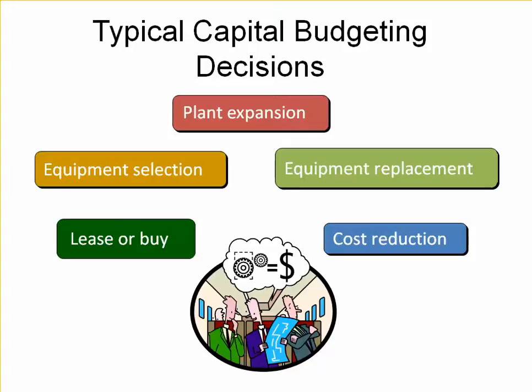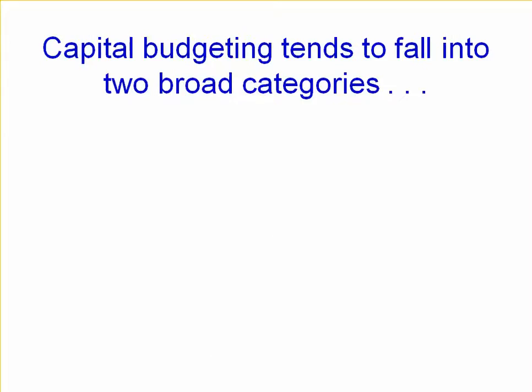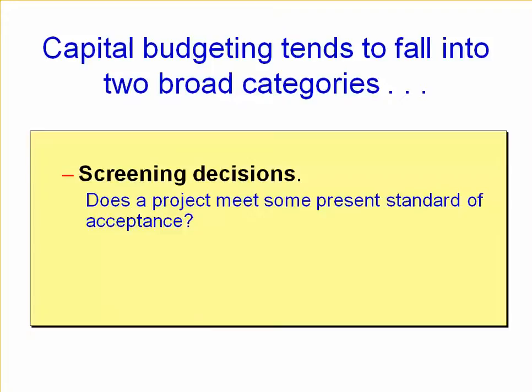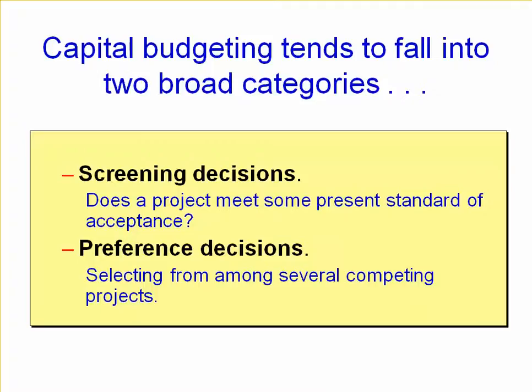They're long-term decisions that typically involve 1, 5, 10, 15, 20 years. Capital budgeting tends to fall into two broad categories. The first category would be what we call a screening decision. Does a project meet some preset standard or criteria? Is it an acceptable project or is it unacceptable? And then the second is a preference decision. Assuming a project is acceptable, let's say we have several different alternatives, which one should we select?